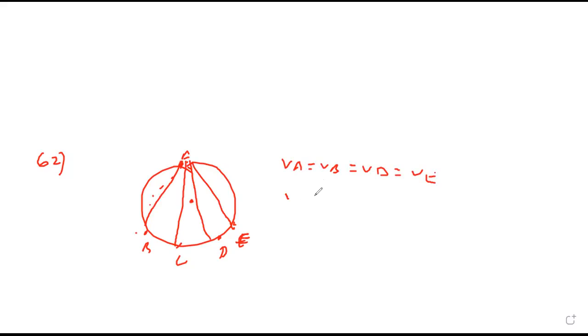Work done to move the charge from one point to another is the potential difference between the two points. Now the potential difference is 0, so work done will be 0 along all the paths. That means option C, because all the points are on an equipotential surface.